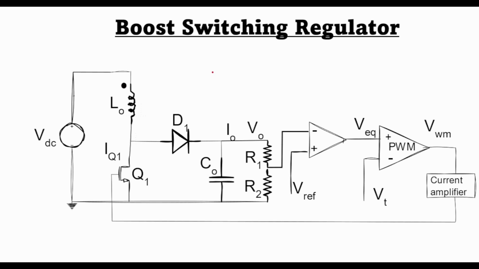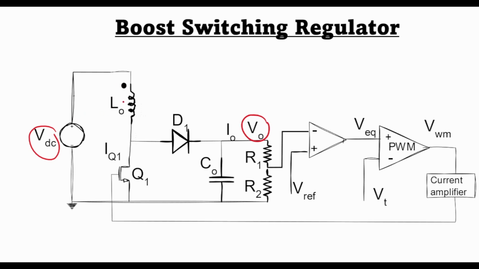Now, as you saw with the buck switching regulator, the major limitation was that the output voltage V0 is less than the input voltage VDC. Now with a slightly different topology, as you can see in this diagram, we can get a regulated output voltage that is greater than the unregulated input voltage.